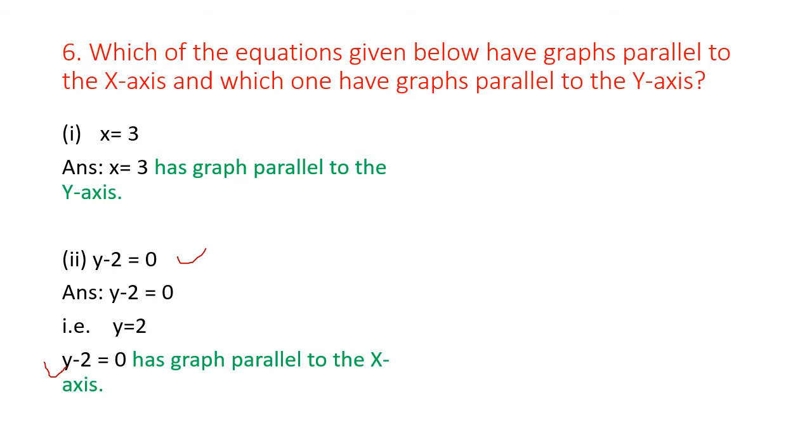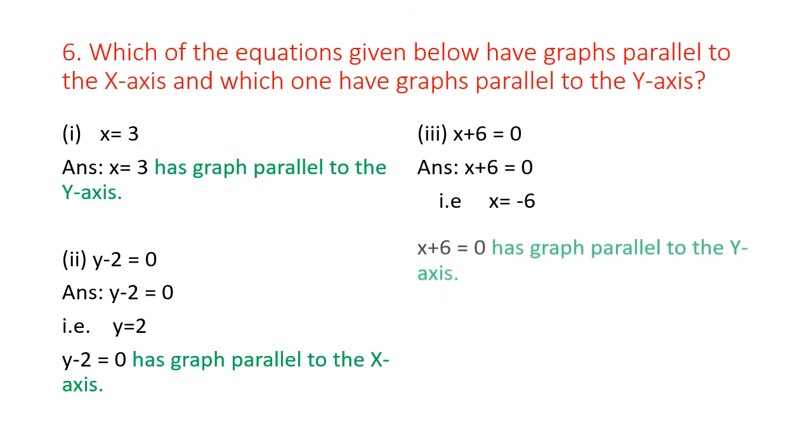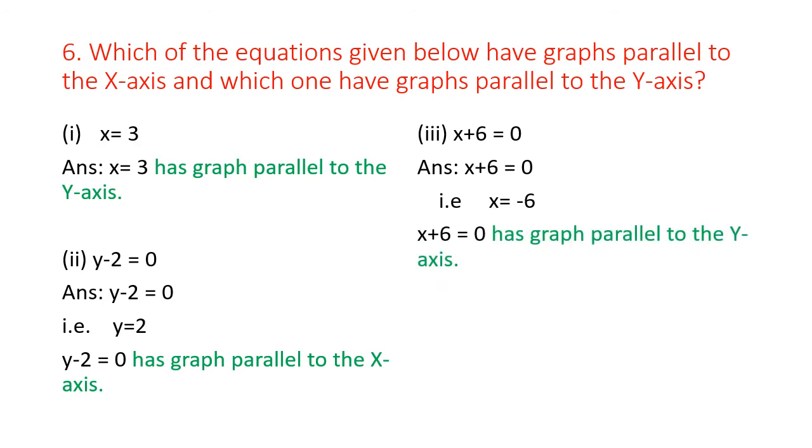So we say that y minus 2 is equal to 0 has a graph parallel to the x-axis. Now let us have a look at the next question. x plus 6 is equal to 0. If I try to solve this, what will happen? x will be equal to minus 6 after I shift it to the right hand side. Since the x coordinate is given to us, this line is going to be parallel to the y-axis.